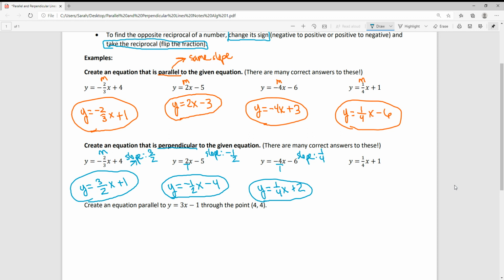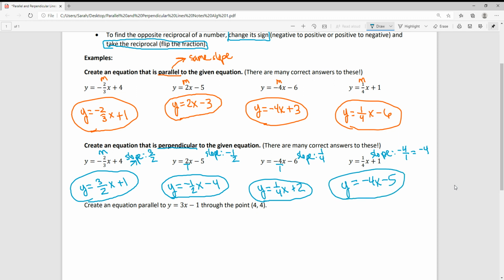And last but not least, y equals 1 over 4x plus 1. My new slope, since I start with a positive slope, I'm going to make it negative. 1 over 4 turns into negative 4 over 1, or that's just the same as negative 4. You can write it either way. So one perpendicular equation would be y equals negative 4x minus 5.